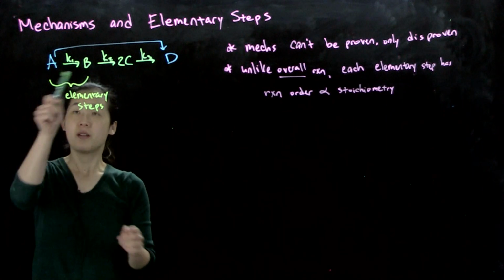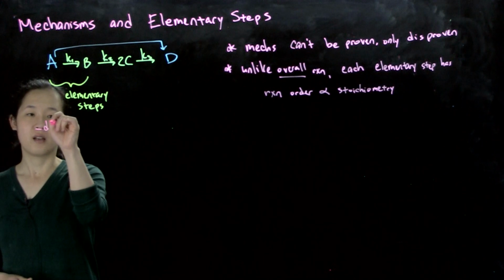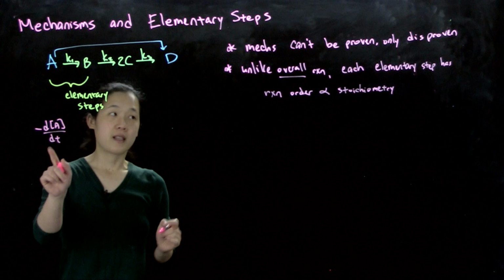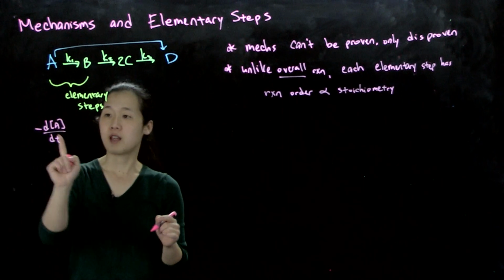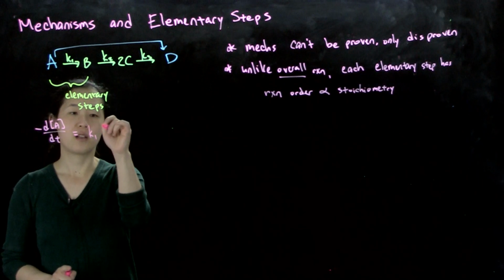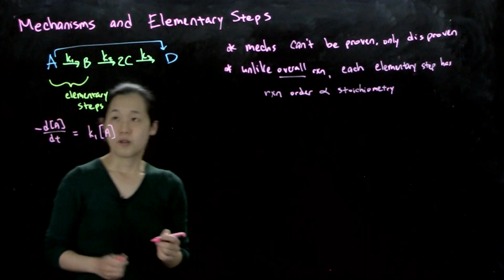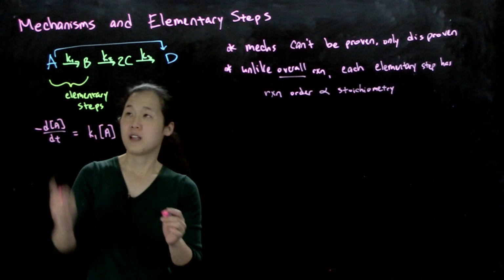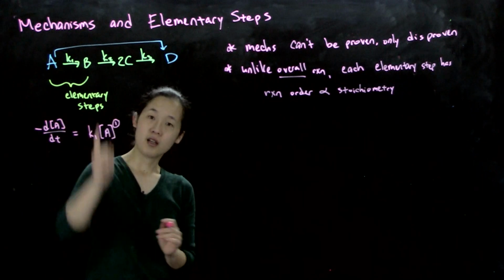So for the first step, let's say the consumption of A, our rate is going to be negative dA/dt. And what I mean by it being dependent on our stoichiometry is that, because this is an elementary step, we can write that the rate of this consumption is equal to K1 times A, right? So yes, it's dependent on the concentration of A. It's first order in A because we have one equivalent of A. So that's the first step.